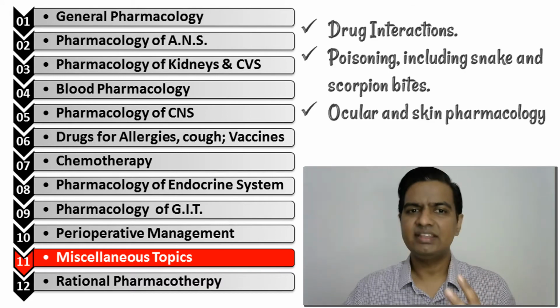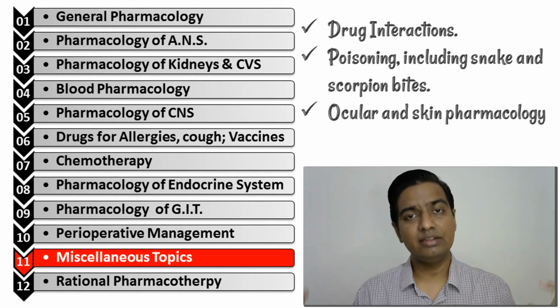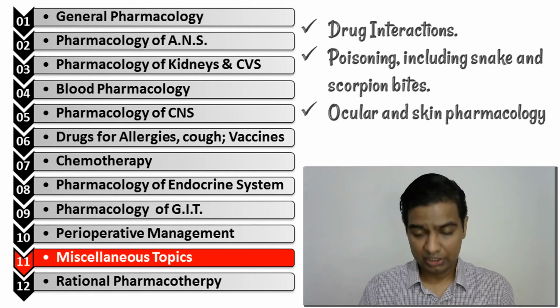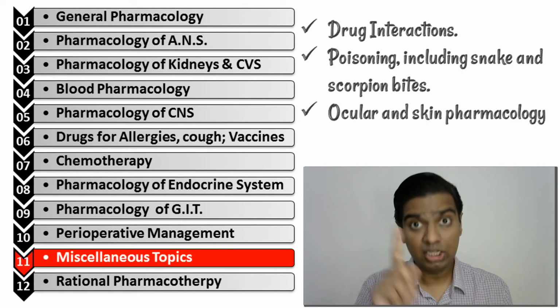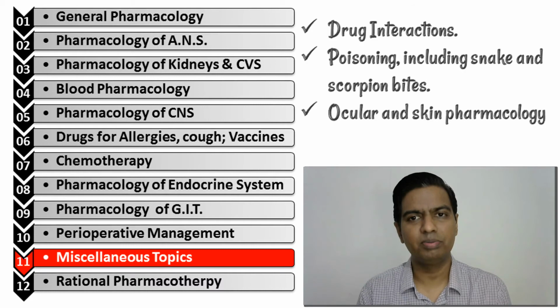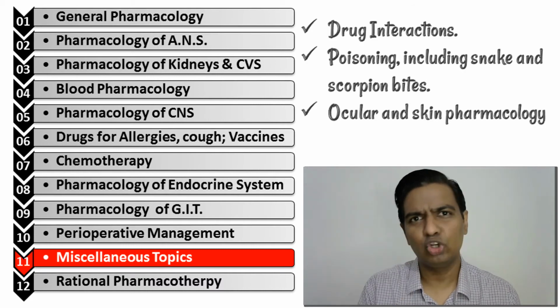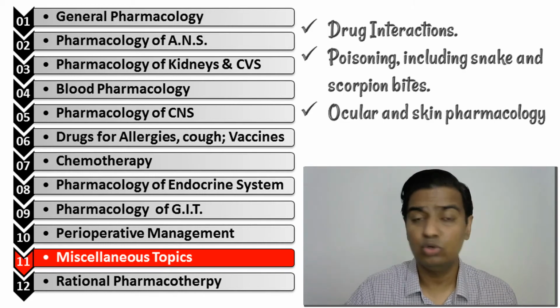The 11th important unit we will group together as a miscellaneous topic, and here you need to understand drug interactions. You need to understand poisoning, including snake bites and scorpion stings to be more precise, and medicines that work on the eyes, that's ocular pharmacology, and skin pharmacology. So you need to know all of this.